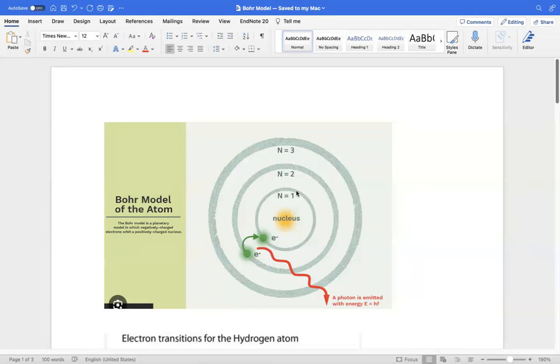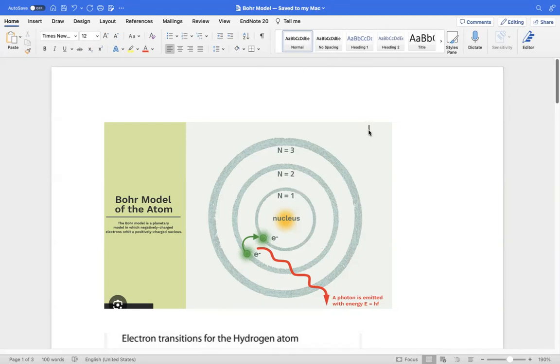And the electron in this model cannot go between orbit levels. It's either at the n equals 1 level, n equals 2, n equals 3, and so forth. And the science behind the Bohr model is a little bit complicated. I would be happy to make another video explaining the conversion from the electron with the emission of the photon. But for now, I'm just going to go into application.